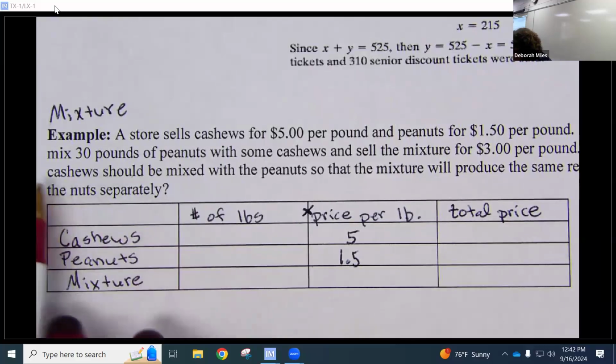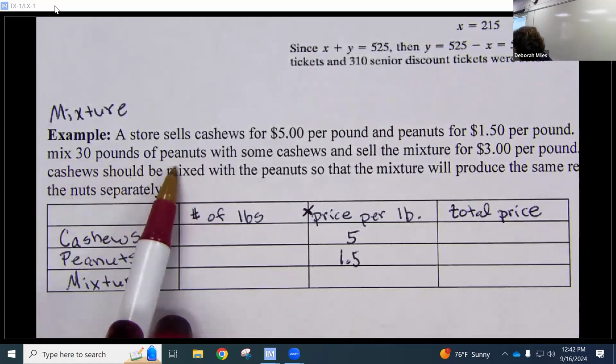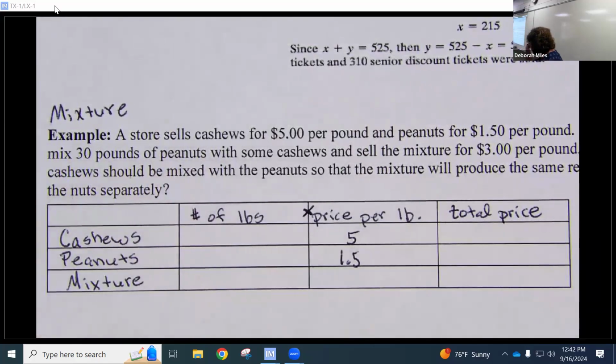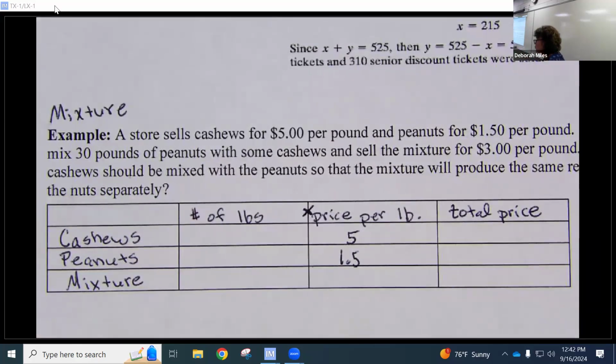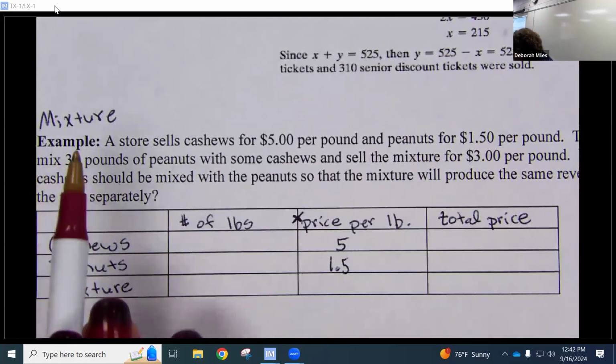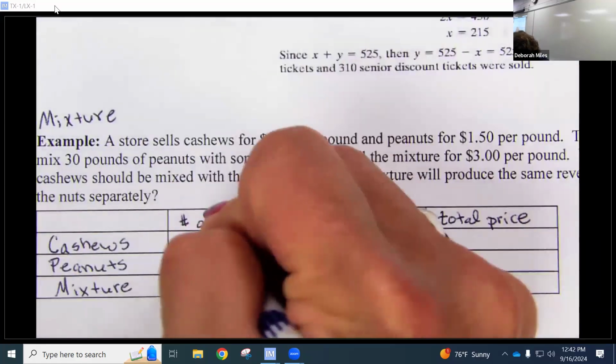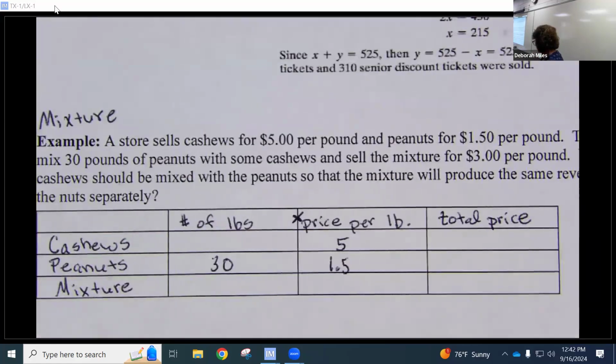Is that what it's saying? Yeah, it's peanuts. Oh, that's just the peanuts. Oh, that's the most common mistake on the test. Read that problem carefully and see if that 30 is the pounds in the mixture or just the pounds of peanuts. And it says pounds of peanuts, so that 30 goes here.